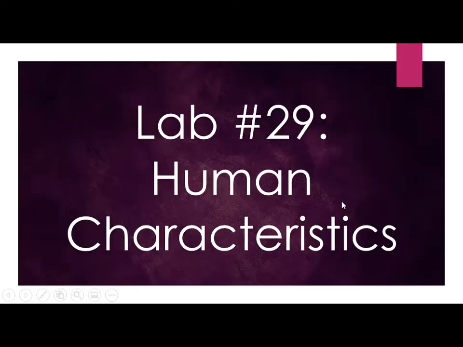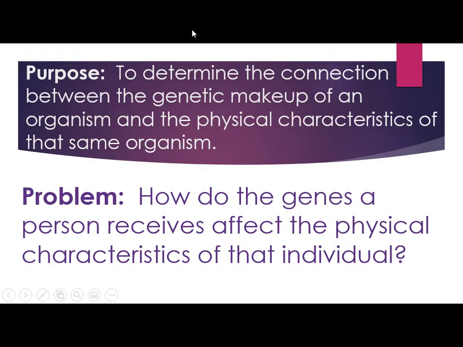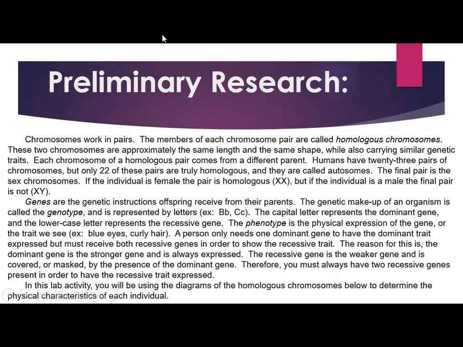Okay, so this is lab number 29 called Human Characteristics. The purpose of today's lab is to determine the connection between the genetic makeup of an organism and the physical characteristics of that same organism. So how do the genes a person receives affect the physical characteristics of that individual? So let's just read a little bit of research first.